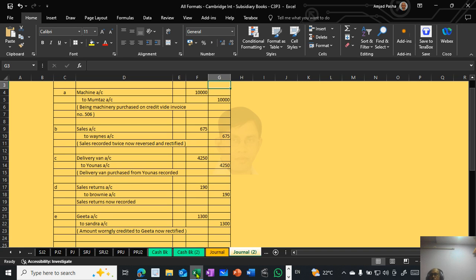This is a very important aspect. The entire chapter is based on suspense account and rectification. A lot of questions have been asked in AS level and IGCSE also. So you have to be very thorough in this aspect, especially the debit and credit aspect.